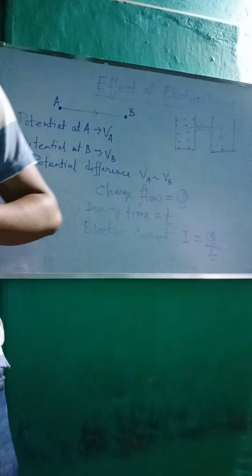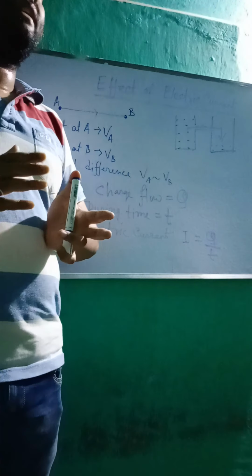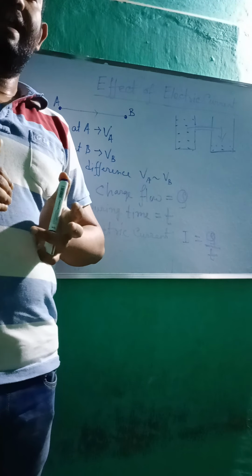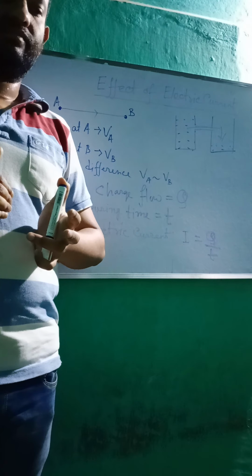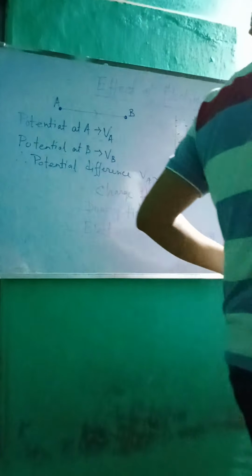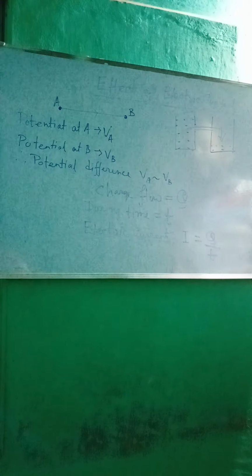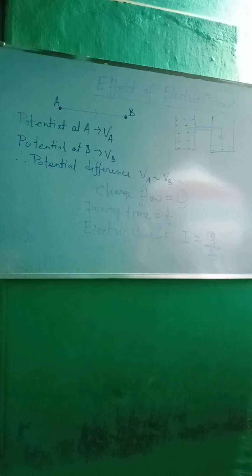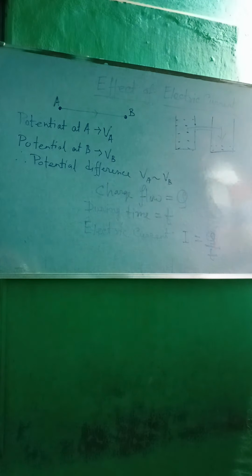So I repeat once more. What is the electric current? The charge flow per unit time. This is known as the electric current. Now the question: what is the unit of electric current? The unit of electric current is ampere.